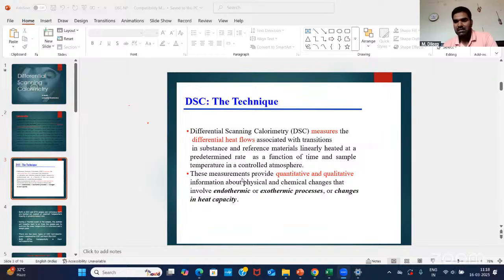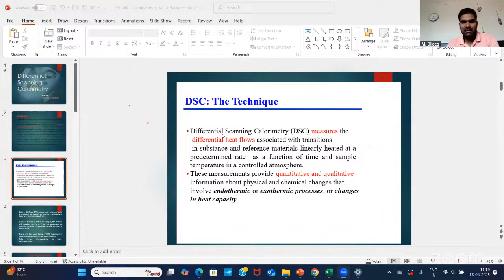endothermic and exothermic reactions. When an endothermic reaction occurs, there will be a gradual rise in the plot, and when there is an exothermic reaction, we can observe lowering of that plot, that is a decrease in the heat flow. Yeah, there will be curves like this. You can observe them in the next slides.